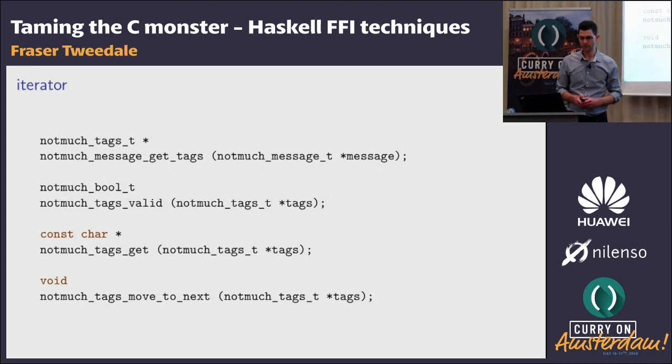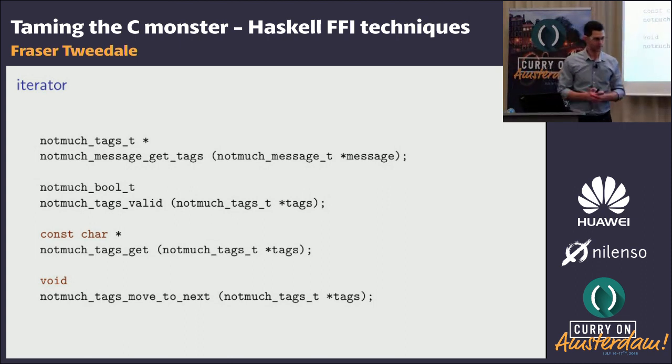Iterators in C often produce an iterator structure that the caller owns and then repeatedly call routines to test whether that iterator is still valid. Does it have more to give you? If so, please advance the iterator and return the value at the next position.